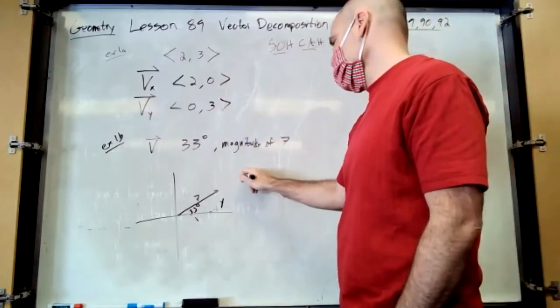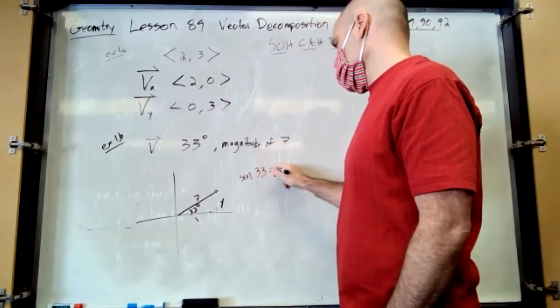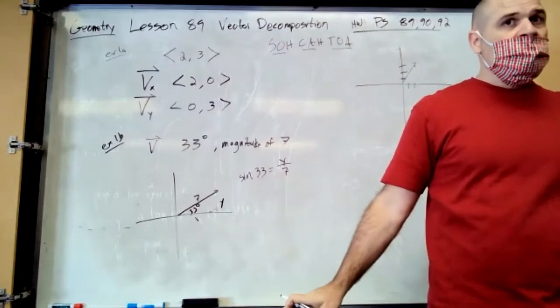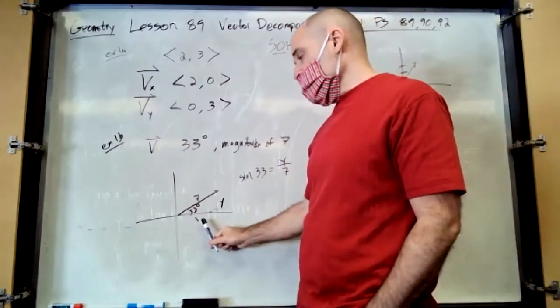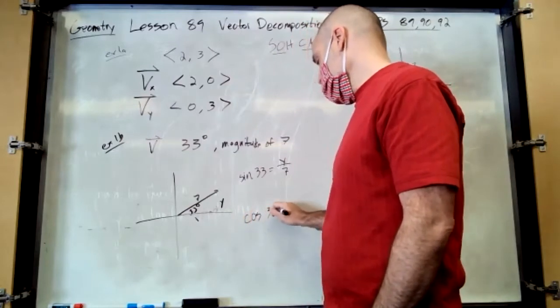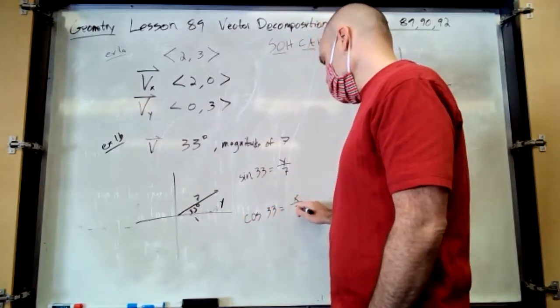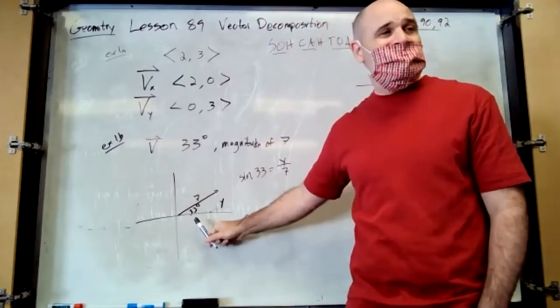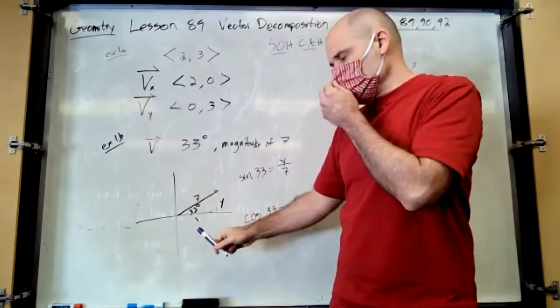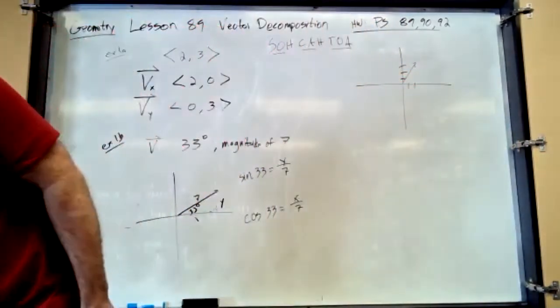So sine of 33 equals y over 7. See how we got that? So to find x, you could use cosine of 33 is x over 7, because that's adjacent to 33, right? So cosine of 33 would be adjacent over hypotenuse.